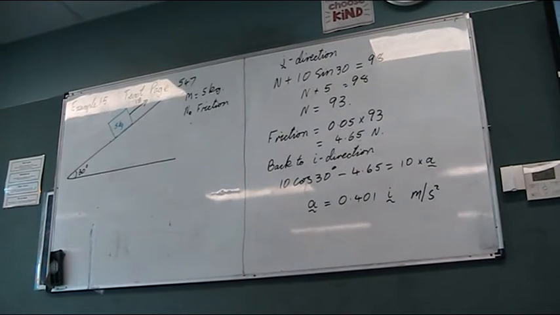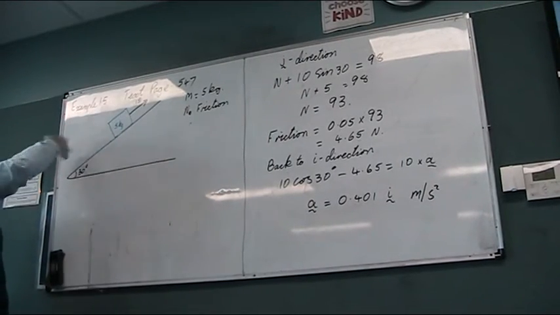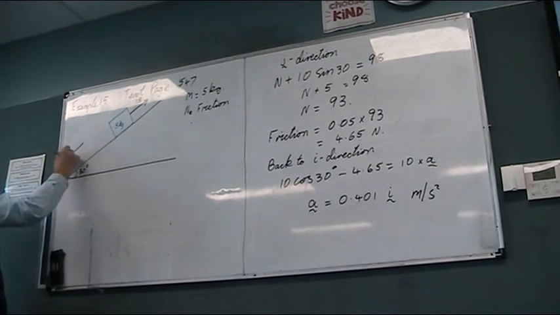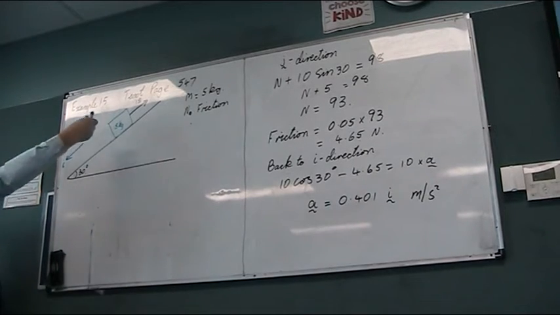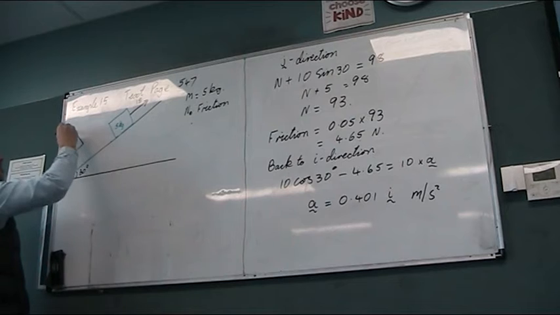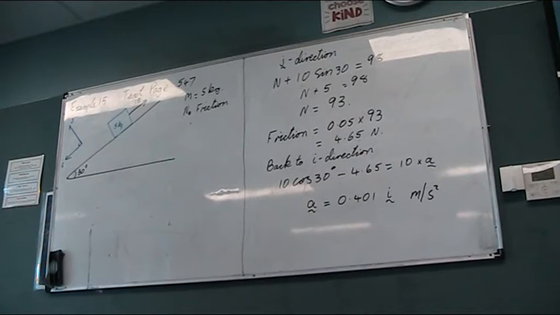Alright, so in this case, if we're going to set up directions, again we'll use along the plane and perpendicular to the plane. Seeing as in the question they've indicated it goes down, it really doesn't matter. But I'm going to make the positive direction of I down the plane and the positive direction of J perpendicular to the plane.